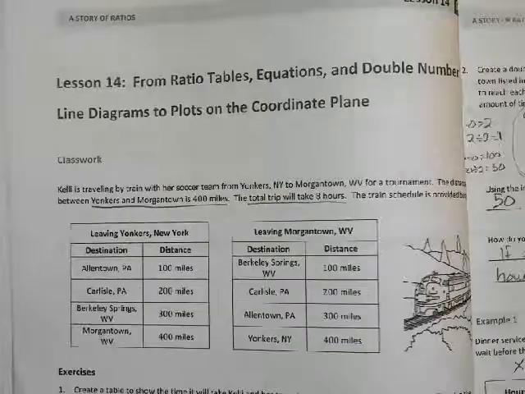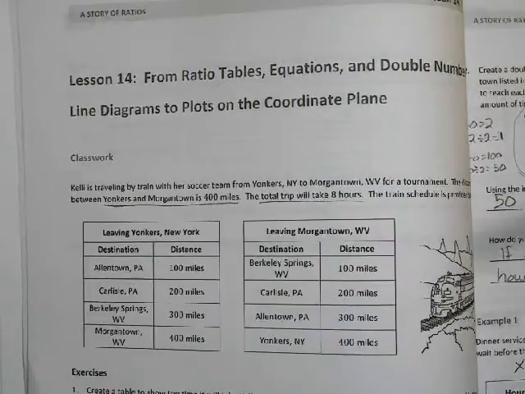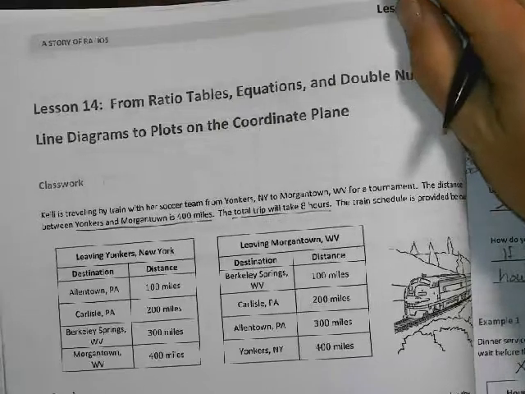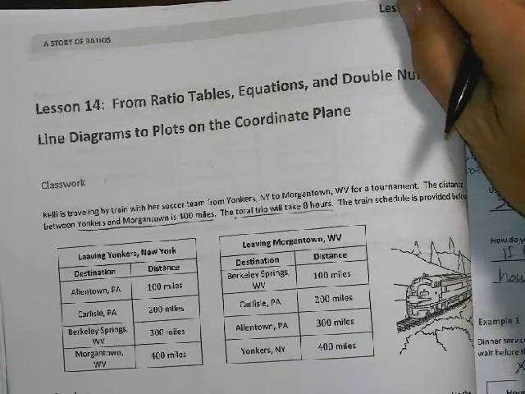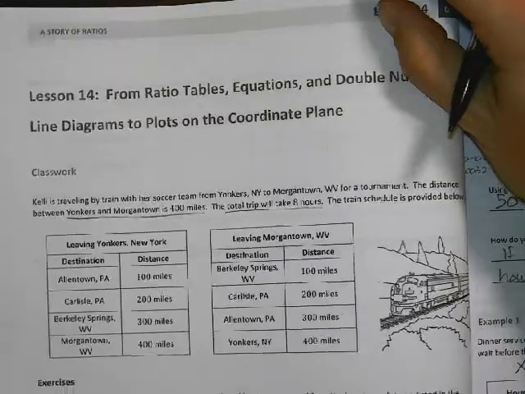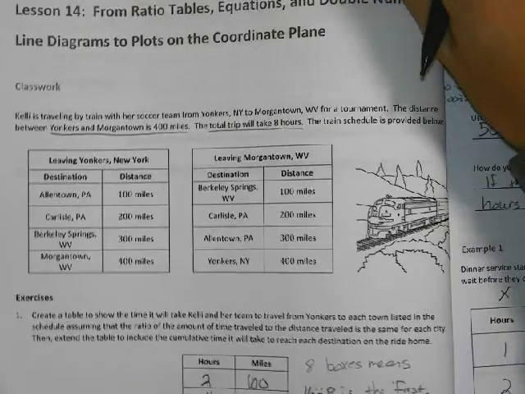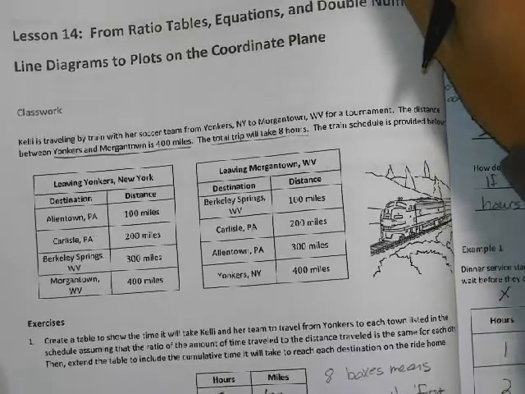In lesson 14, we begin to use the ratio tables, equations, and double number lines to then plot things on the coordinate plane. Value is going to be the most important part of your ratio, and therefore you need to keep reminding yourself in order to find value, we have to write a fraction.